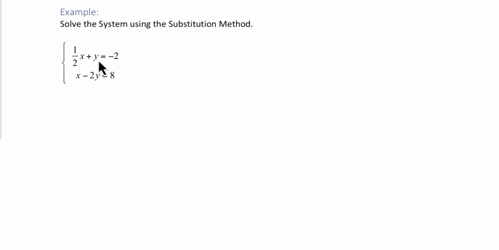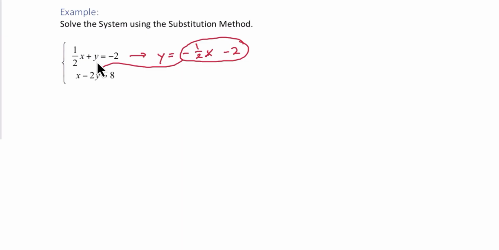I'm going to isolate the y that is in the first equation. So we need to subtract 1/2 x over. We get y equals negative 1/2 x minus 2. And we're going to plug that expression in for y in the other equation.